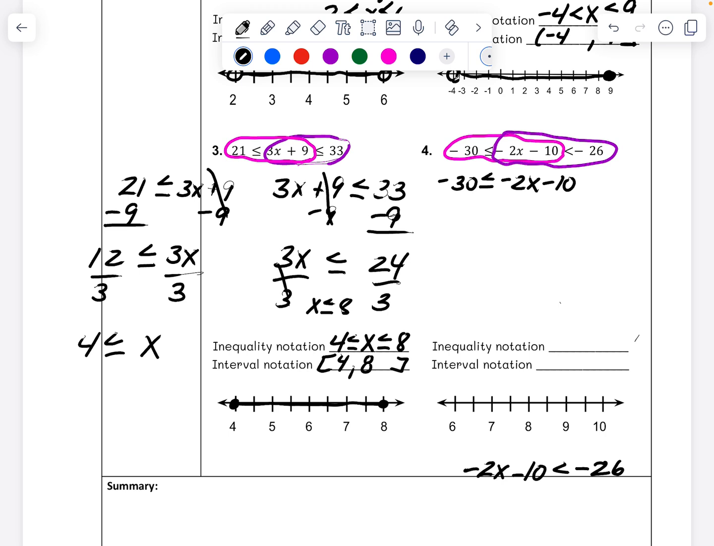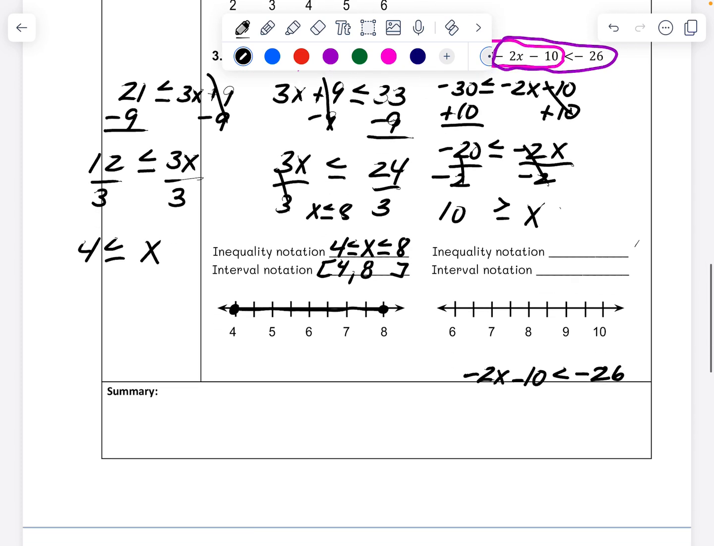All right, wonderful. Let's solve these. So we're going to add 10 to both sides. We get negative 20 is less than or equal to negative 2x. We're going to divide both sides by negative 2. Now remember, when we divide or multiply by a negative, we must flip our inequality symbol. We're going to get 10 and x, okay? Then we're going to solve down here.